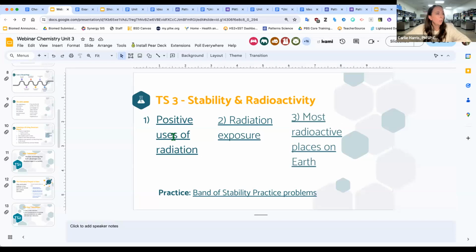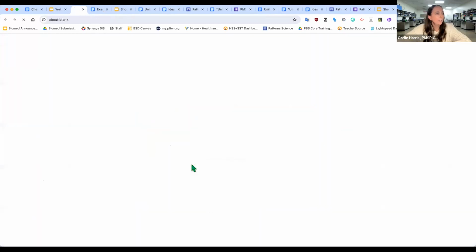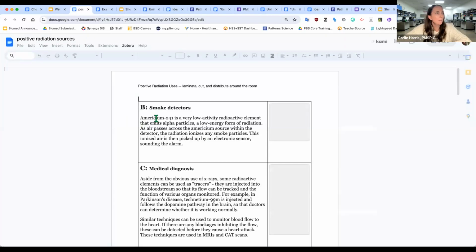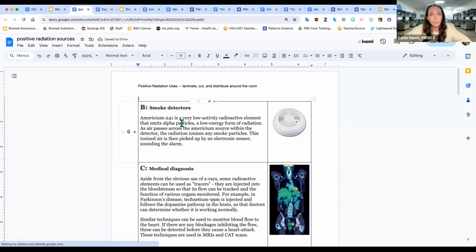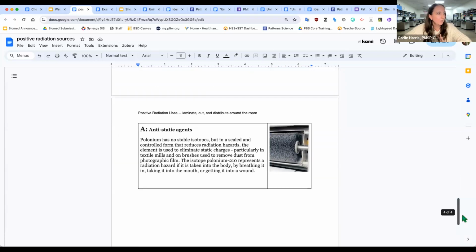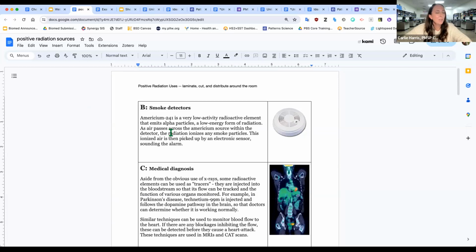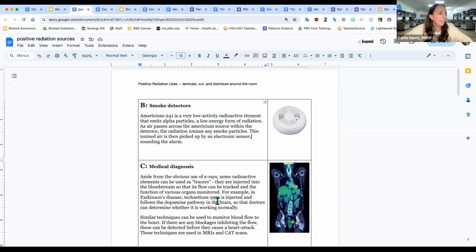So we have this resource here, which is a document that you can print out for your students, and we recommend laminating them, cutting them, and then kind of jigsawing this, giving these out to student groups. So one student group will get this first part. Part A is at the bottom. I'm not sure what happened there with the formatting. But a student group will get smoke detectors, and they'll have a little bit of time to explore this.